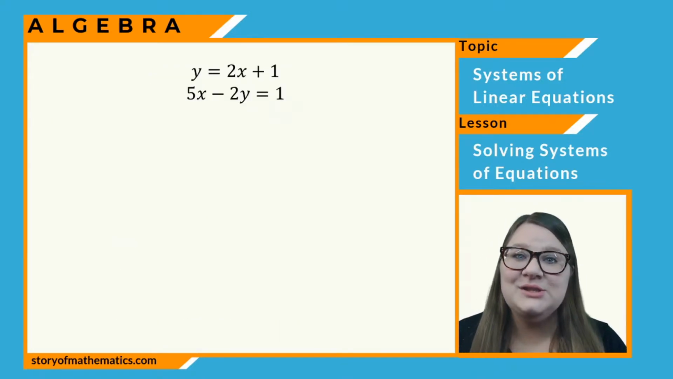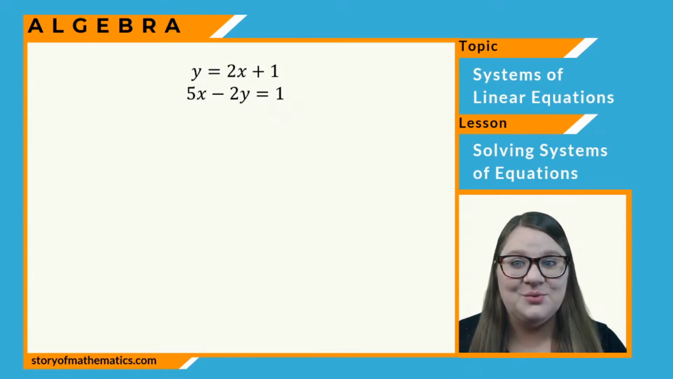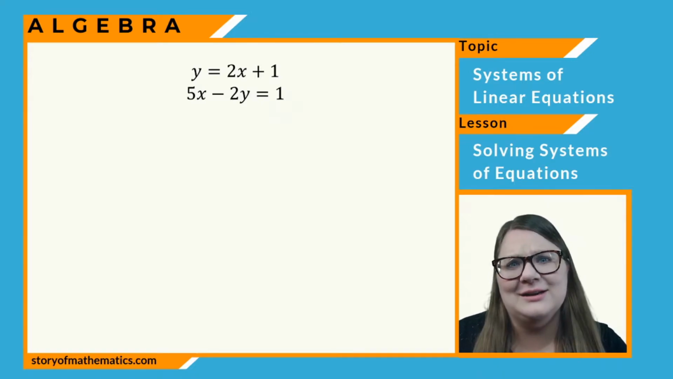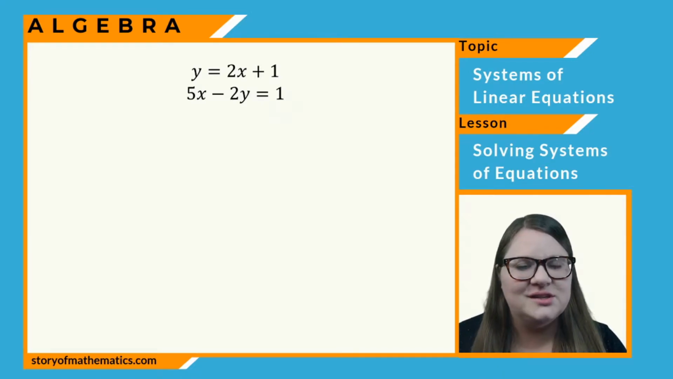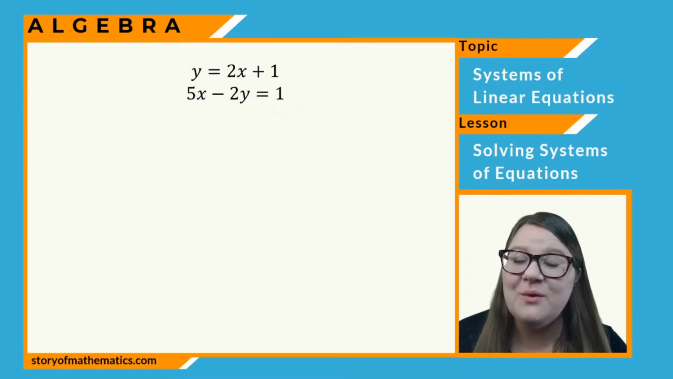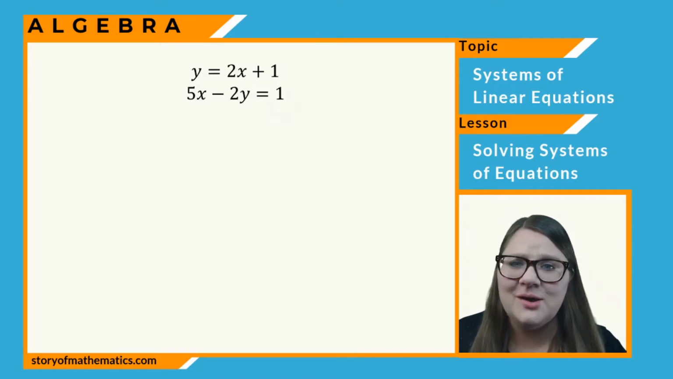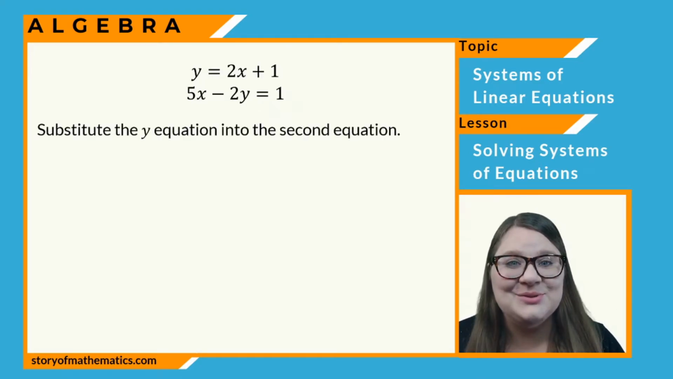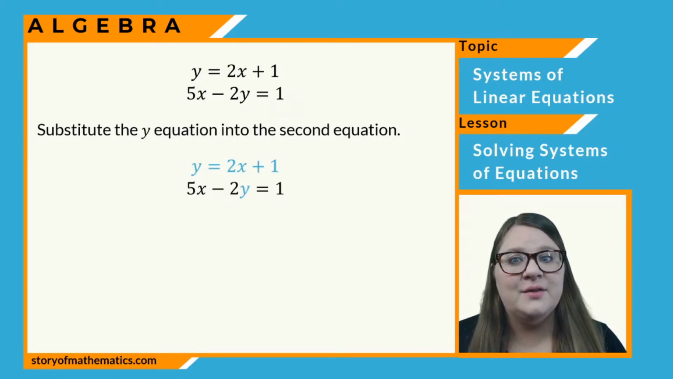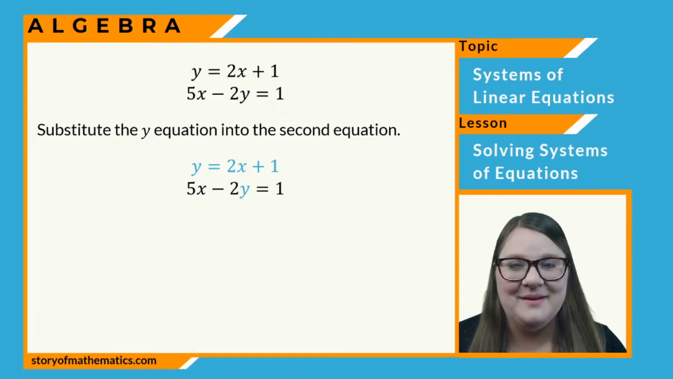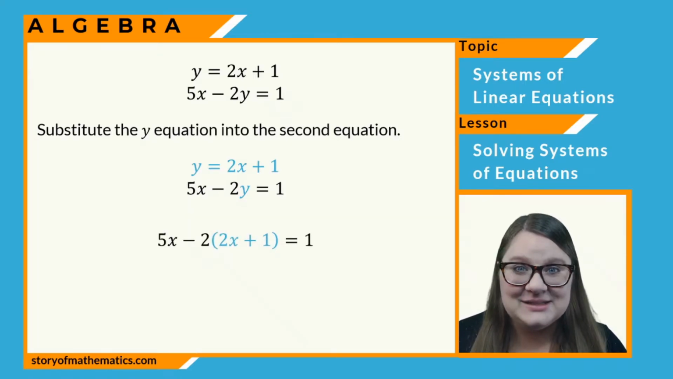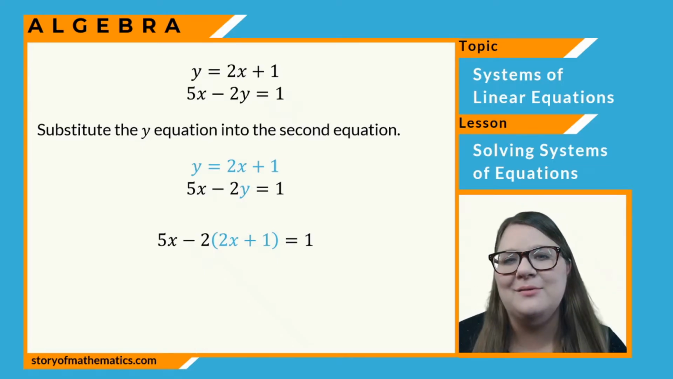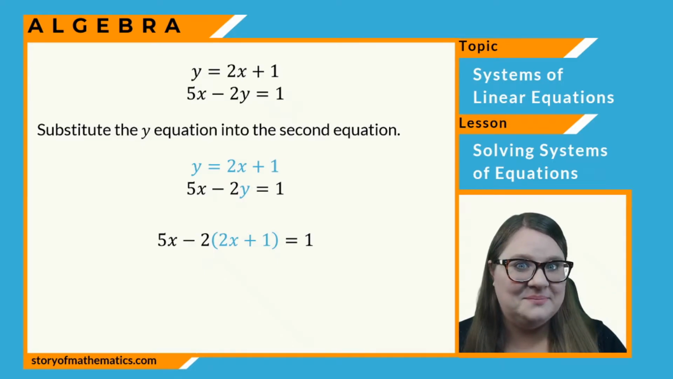So let's say we have y = 2x + 1 and 5x - 2y = 1. Well, this system of equations is perfect for substitution because our first equation is already solved for y. As long as you have one variable by itself, it is so easy to use substitution. So we are going to substitute that y equation into the second equation. So everywhere there is a y in the second equation, I'm going to replace it with 2x + 1. So that looks like 5x - 2, and then I put parentheses around (2x + 1) = 1.